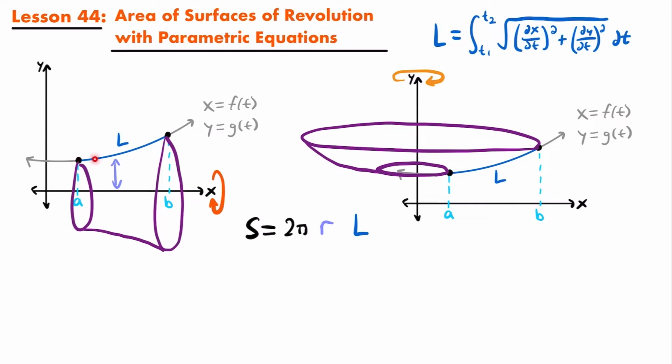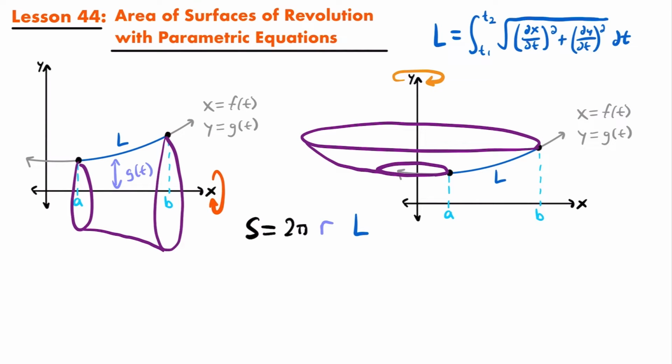And so the distance from this curve to the x-axis is a value of y, right? It's going to be whatever value of y you are at along the curve. That will be the distance from the curve to the x-axis. And so that radius is just going to be what y is equal to, g of t. It's just going to be the function in terms of t that represents the y coordinates for the curve.